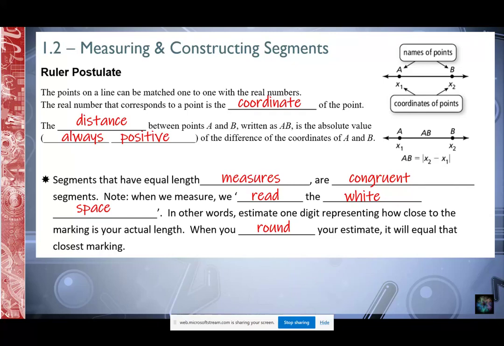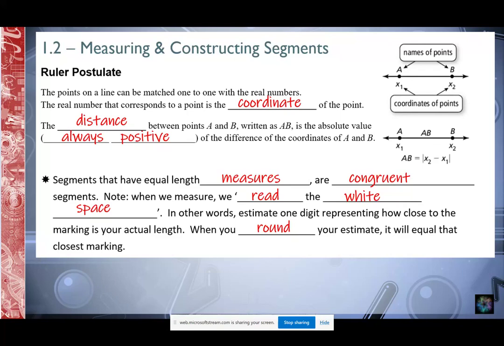This is important in science classes in particular because we do always want to estimate something so that we know how close our read measure, the number that we're reading, actually is to the actual length.